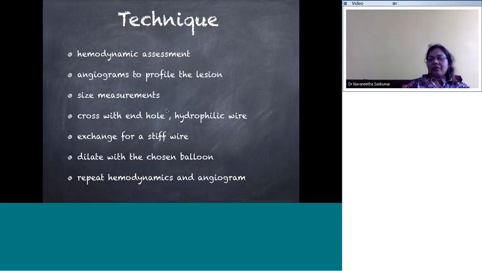So have a good plan, because sometimes you end up being in the lab for long when you start dilating pulmonary arteries. So once you do the angiograms and the size measurements, you cross with an end-hole catheter and a hydrophilic wire, and then you always dilate on a stiff wire for support. You choose the balloon the way I mentioned before, looking at a number of things, and then you dilate the balloon. Then you repeat hemodynamics and an angiogram. Both are a must, because these are what will tell you whether your dilatation was effective or not, and more importantly, whether you have caused any complication or not.